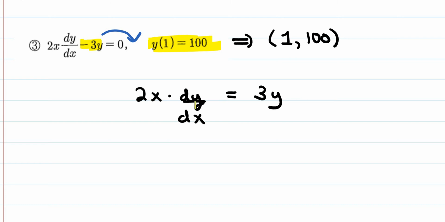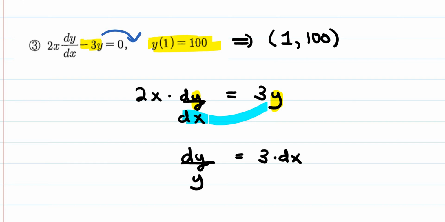I need to make sure that the y's, which I'm highlighting in yellow, are all on the same side of the equation. So I'm going to move the dx and the y. I'm going to interchange those two pieces. If I do that, I have dy over y equals 3 times dx, and then I still have my 2x hanging on over here. Okay, so that's step number 1, just move things around.